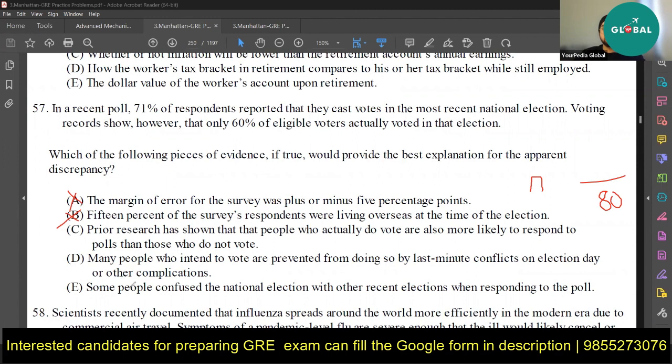Let's go for D. Many people who intend to vote are prevented from doing so by last minute conflicts on election day or other complications.